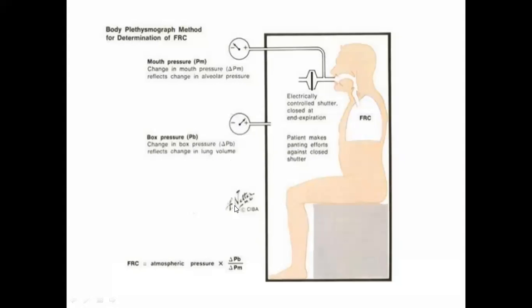With that we can find out the FRC, the functional residual capacity, which is atmospheric pressure times delta PB by delta PM, where PB is the box pressure and PM is the mouth pressure. So with this equation we can measure the FRC: atmospheric pressure times box pressure change by mouth pressure change.